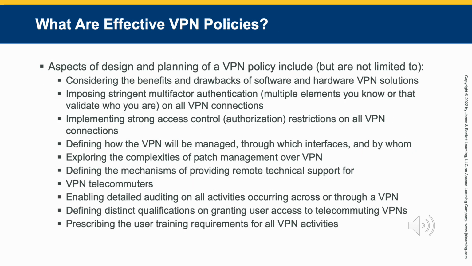What are effective VPN policies? Aspects of design and planning of a VPN policy include, but are not limited to, considering the benefits and drawbacks of software and hardware VPN solutions, imposing stringent multi-factor authentication, multiple elements that validate who you are, on all VPN connections, implementing strong access control, which is authorization, restrictions on all VPN connections, defining how the VPN will be managed, through which interface and by whom, exploring the complexity of patch management over a VPN, defining the mechanisms of providing remote technical support to VPN telecommuters, enabling detailed auditing of all activities occurring across or through the VPN, defining distinct qualifications for granting user access to telecommuting VPNs, and prescribing the user training requirements for all VPN activities.